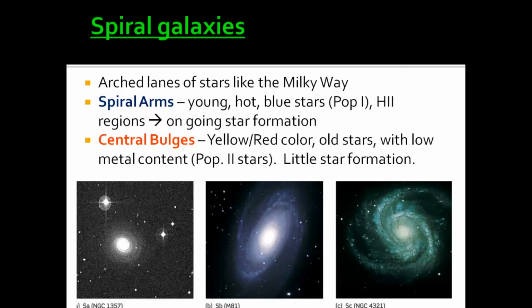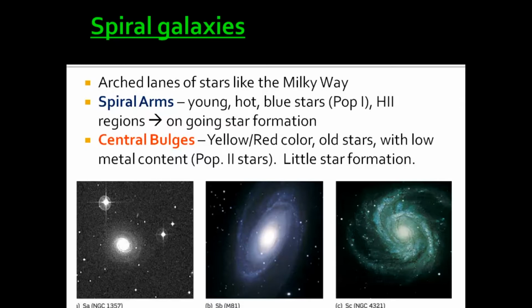So let's go through the basics of Hubble classification. Spiral galaxies. What are these? Spiral galaxies have arced lanes of stars and gas and dust, just like the Milky Way. The spiral arms are made up of young, hot, blue stars, those population 1s. There's a lot of H2 regions, therefore there's a lot of star formation happening in the spiral arms. Now, most spiral galaxies have a pretty distinct central bulge, with a yellow-red color indicating older stars with maybe lower metal content and very little star formation.